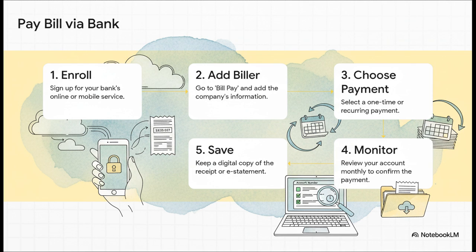First, you'll enroll in their online service if you haven't yet. Second, you find the bill pay section and just add the company you need to pay. Third, you choose if you want to make a one-time payment or maybe set up automatic payments for a bill that's the same every month. Fourth, always check your account to make sure the payment went through. And fifth, save that digital receipt for your records. And that's really it. You've done it.